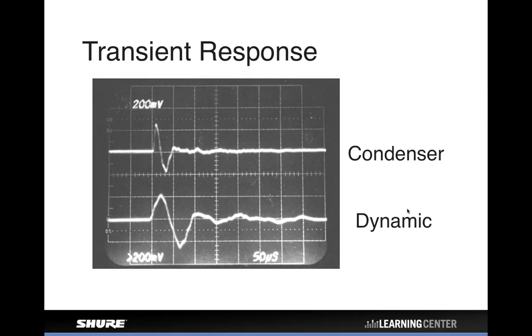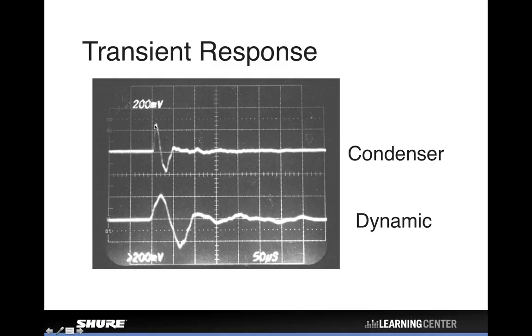Here's really kind of the crux of the difference between the two microphones here. What you're looking at is the measurement of a spark gap, so a really quick transient right in front of the microphone, so you can see how the output level varies, or the output signal characteristic varies between a condenser and a dynamic microphone.